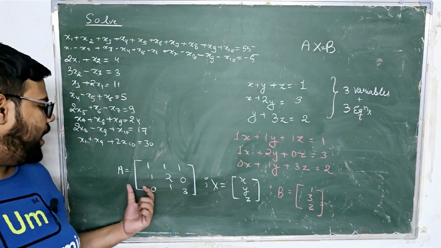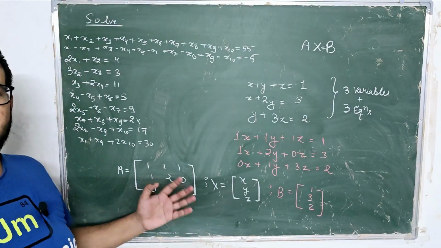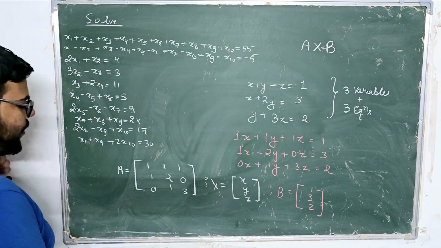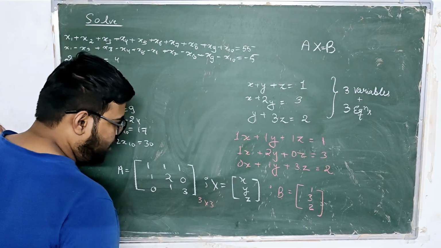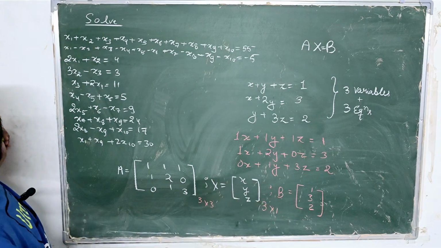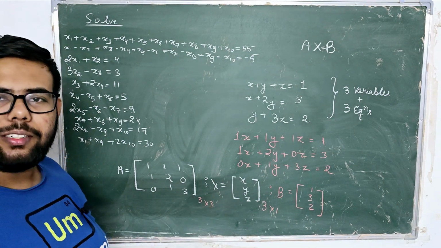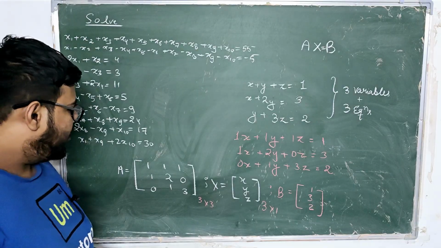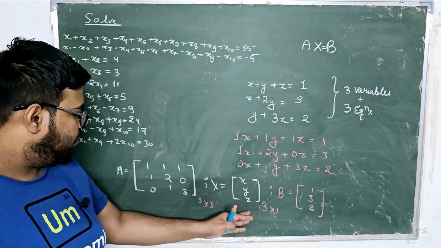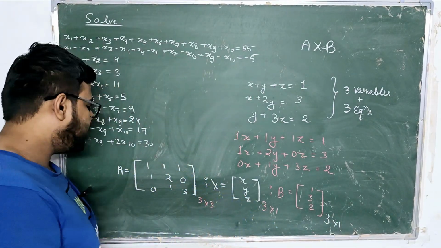So the moment you multiply A and x, I mean A multiplied by x, not x times A, okay? So what is its order? It is 3 cross 3 and it is 3 cross 1, right? So of course x times A is not possible, right? Only A times x is possible, right? And what will be the order of the resultant matrix? It will be 3 cross 1, okay?